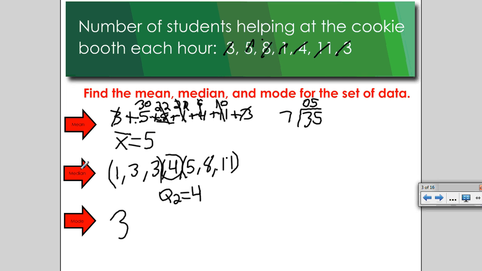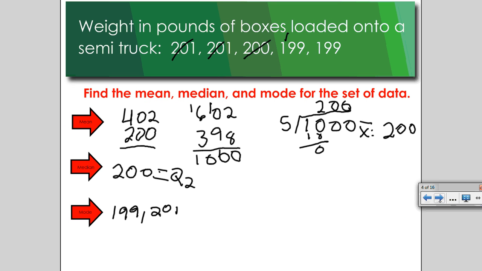So then to find the median, like we talked about earlier, you put them in order: 1, 3, 3, 4, 5, 8, 11. So I know that I have an odd set of numbers, so I have a number in the middle that will be my median. I've got 3 numbers on each side of my median, so I'll put parentheses around those, and the number in the middle is 4, so that's Q2. The mode is 3 because I have how many 3s? 1 and 2. All right.